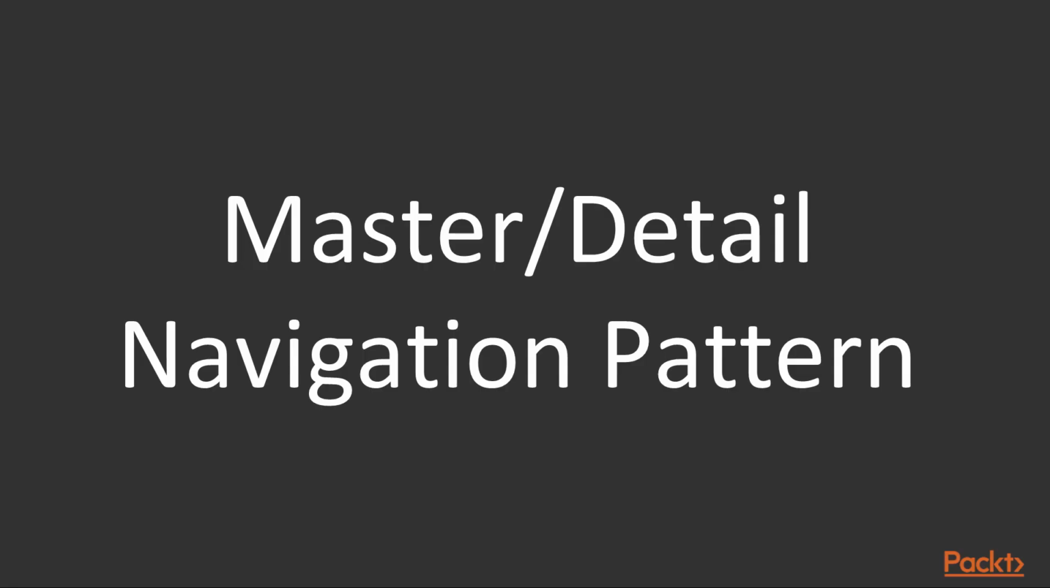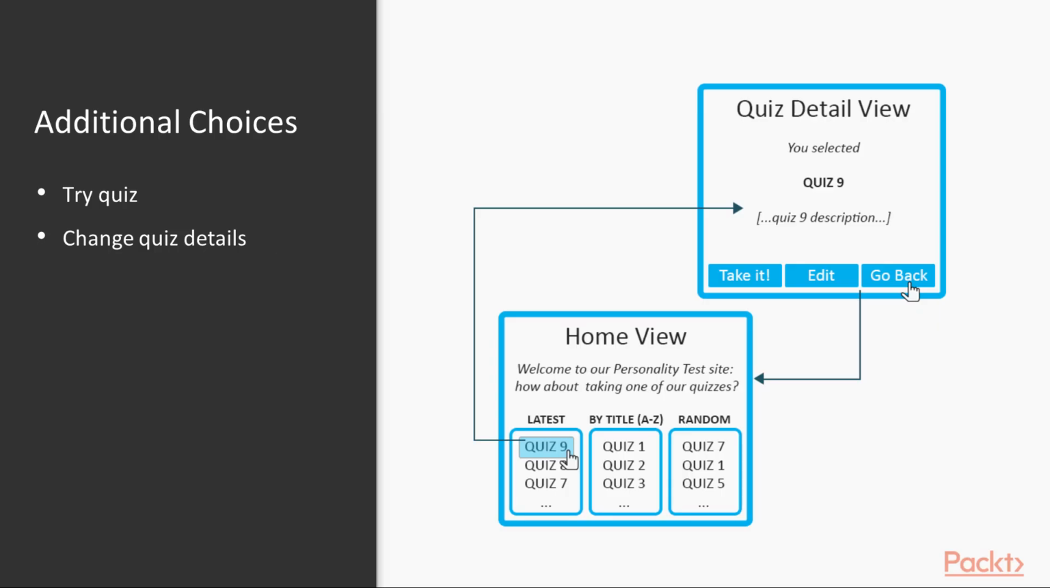If we try to visualize all this, we can easily see that we're talking about a standard, straightforward master detail navigation pattern. When we're done, users will be able to perform a basic navigation loop, as shown. Note that we will also give the user two additional choices other than going back. Actually try the quiz by clicking on the Take It button. Change the quiz details and settings by clicking on the Edit button.